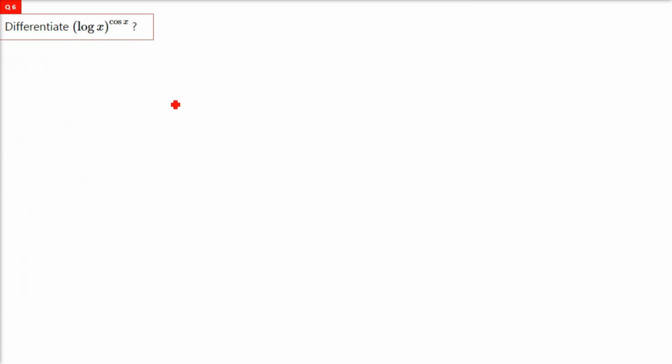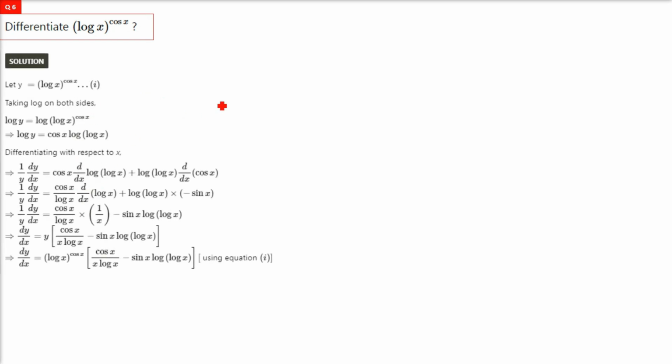Next one is log x to the power cos x. So this is how you have to do it. You have to write everything, whatever I'm saying, you need to put it in the ink. So y is equal to log x to the power cos x. So dy by dx is equal to cos x, log, first step is log.